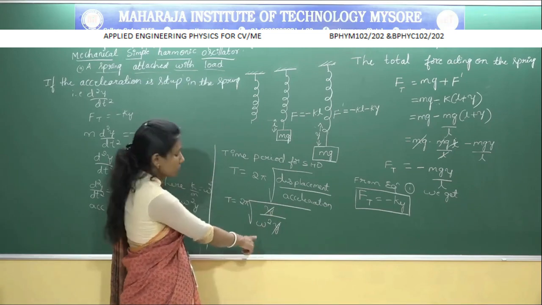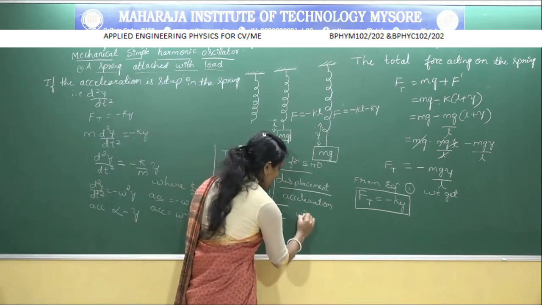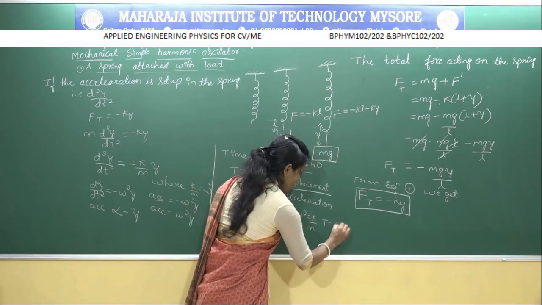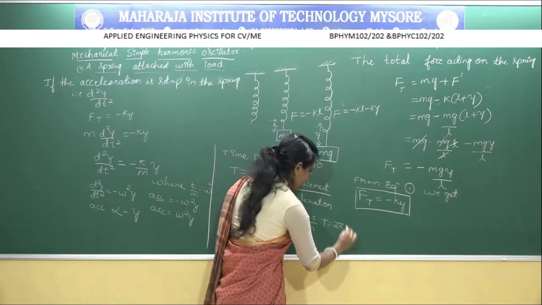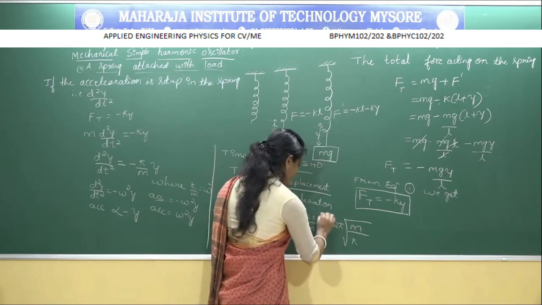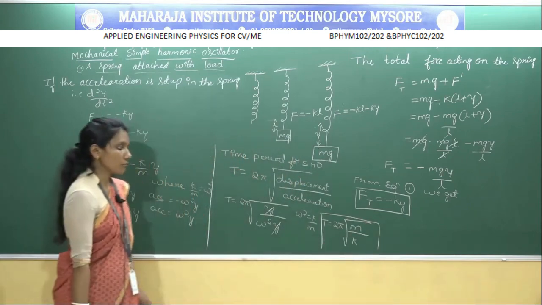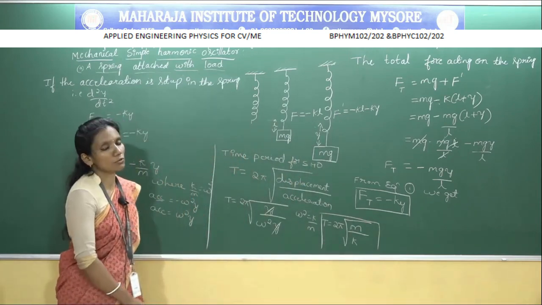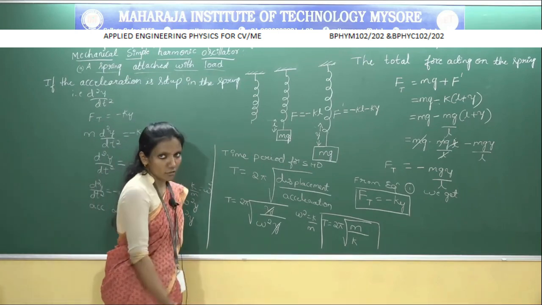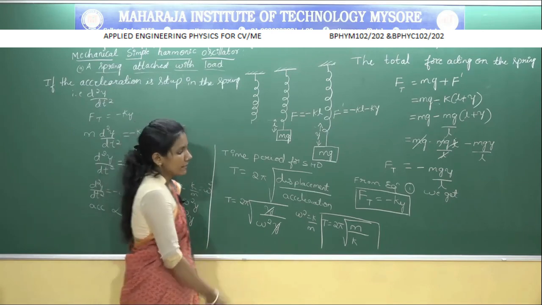But what is omega square? Omega square is equal to k by m. Then we will get T is equal to 2 pi root of m by k. So this is the time period formula for the mechanical simple harmonic oscillator. Then what is the frequency? The reciprocal of that, T is equal to 1 by f.